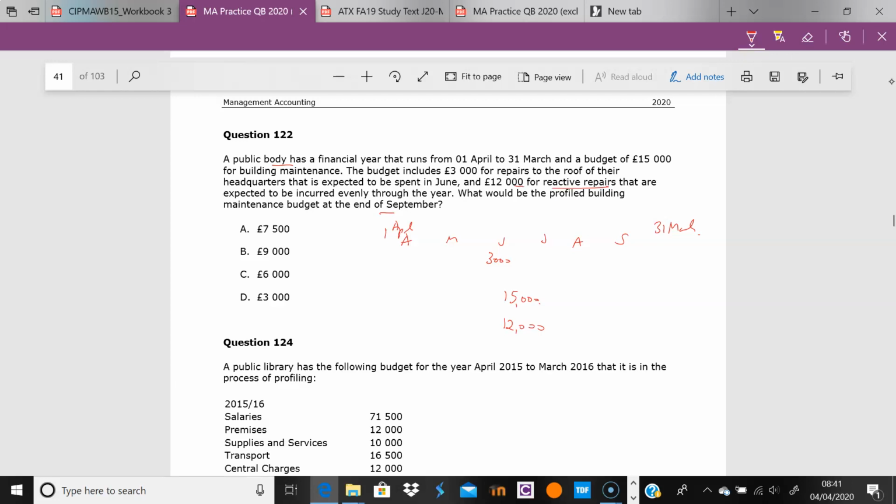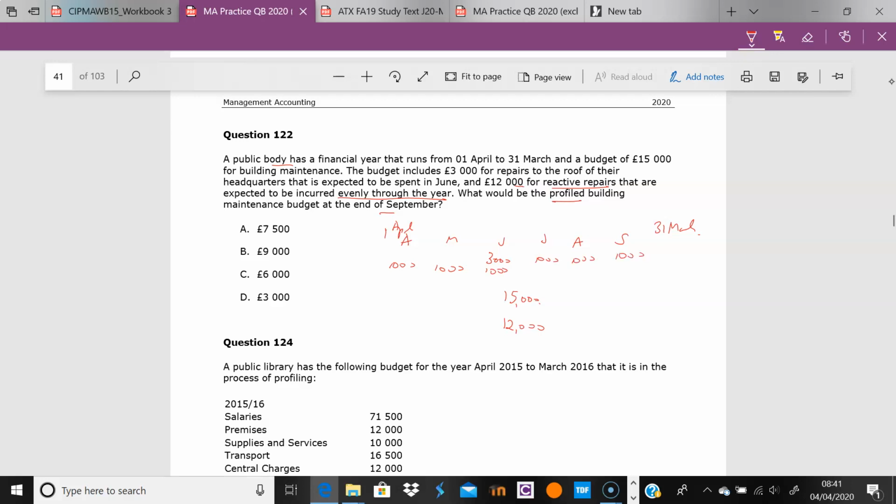So they will always tell you evenly throughout the year. So it's evenly. So that means there's going to be 1 grand, right? 1 grand every month for the whole year. Question says, what would be the profiled or planned or spread budget by the end of September? So I literally just put 1,000 in here, 1,000 in here. I will still have my reactive repairs there, 1,000 there, 1,000 there, and 1,000 there.